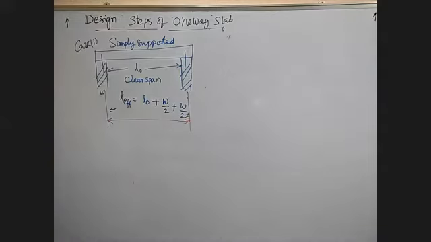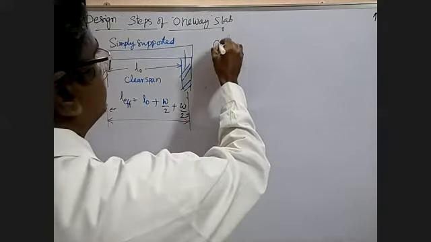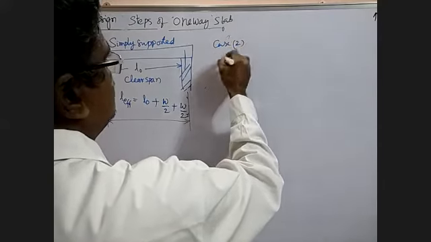Now coming to the continuous slab. So this was only a simply supported slab. You can have a continuous slab, with one room, two rooms, three rooms continuing. So for the continuous slab, case 2.